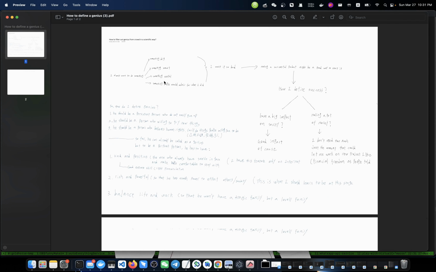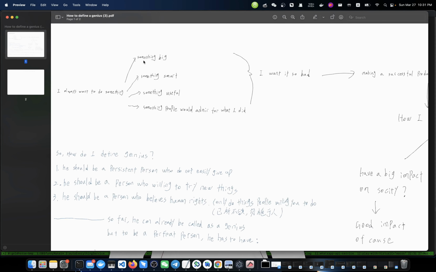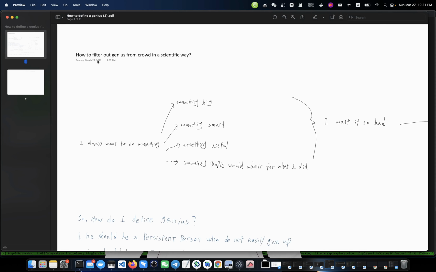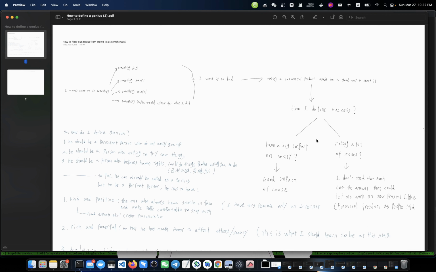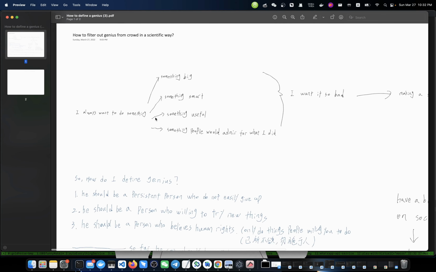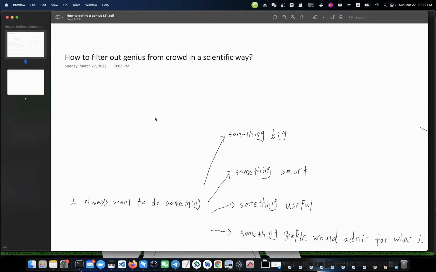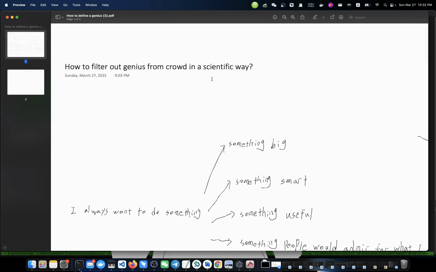So after I wrote out all those sentences, I started to think, well, it's nothing to do with the title or with the problem that I need to solve in this thinking, which is how to figure out the genius from the crowd in a scientific way. But even though the sentences I wrote here do not relate to the problem that I want to solve, they help me get into a state where my brain is actively working so that I can continue to think about the solution.